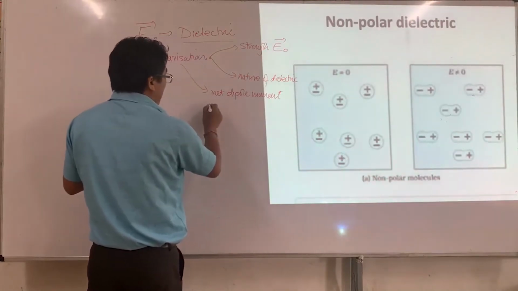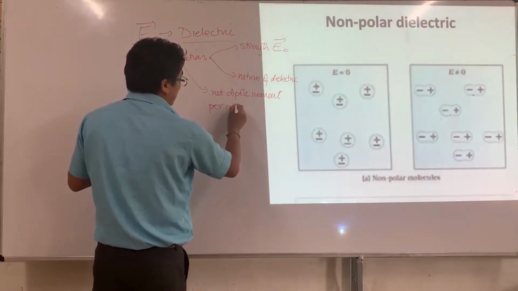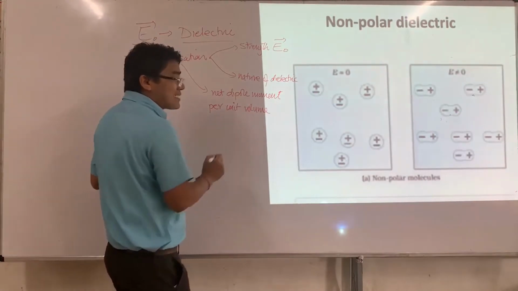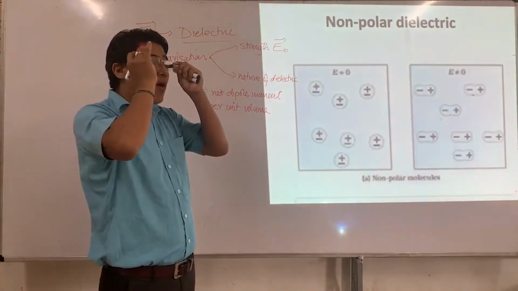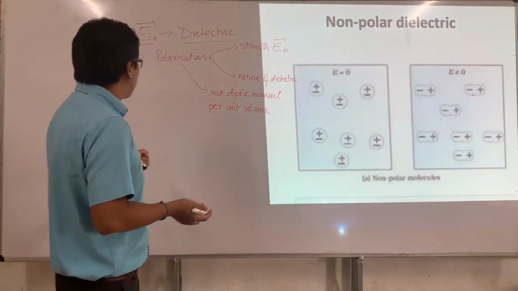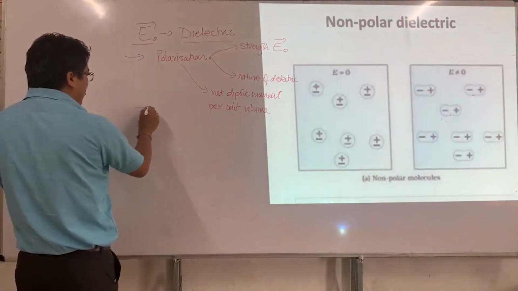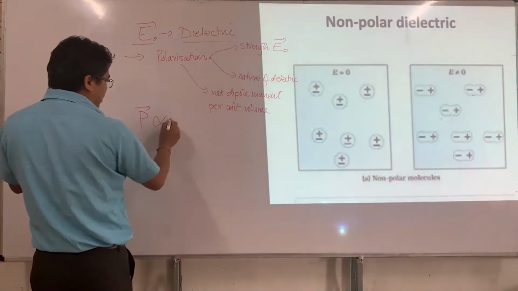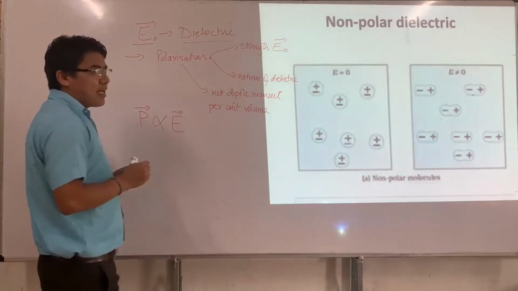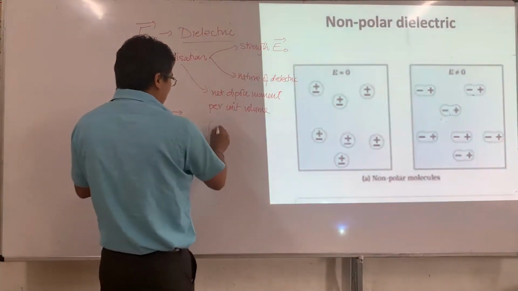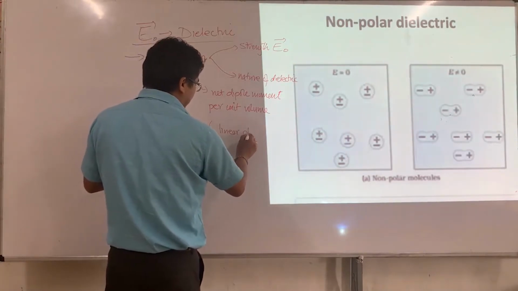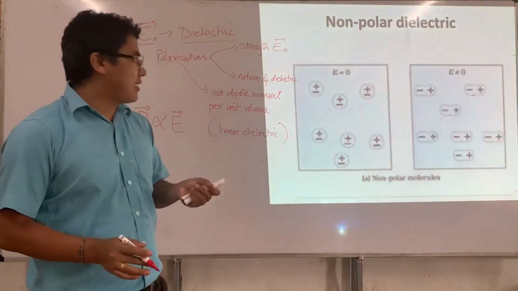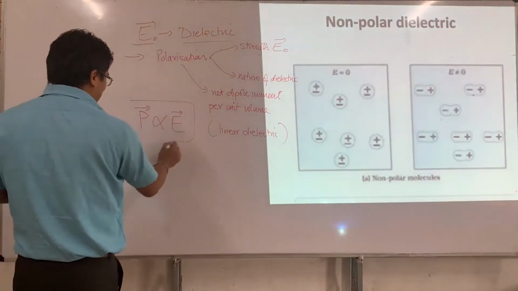per unit volume. So that means each volume has a net dipole moment. Each volume of a molecule has a net dipole moment. And polarization is a vector quantity, and therefore polarization is proportional to the external electric field. This is normally for linear dielectrics. I'm not going to talk much about what exactly a linear dielectric is. So this is a very important relation.